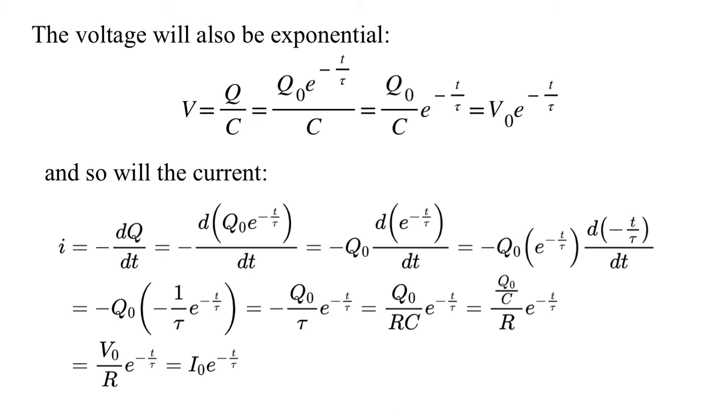It's probably worth noting that the voltage will also be exponential, since the voltage is just the current charge over the capacitance. The capacitance doesn't change. It's Q0 e to the minus t over tau, over C. I'll group that as Q0 over C e to the minus t over tau. But Q0 over C is the initial voltage of the capacitor, and so the voltage is the initial voltage times this exponential decay factor. And that lets us know that the current will also be exponential with the same time constant. And that's a little bit more annoying mathematically.